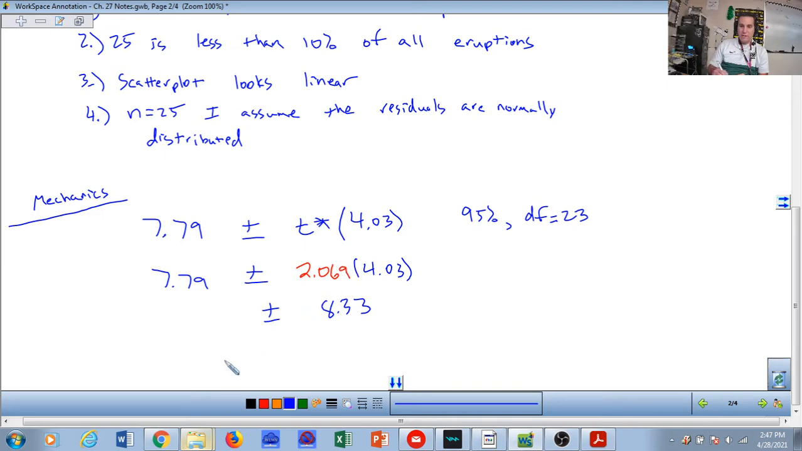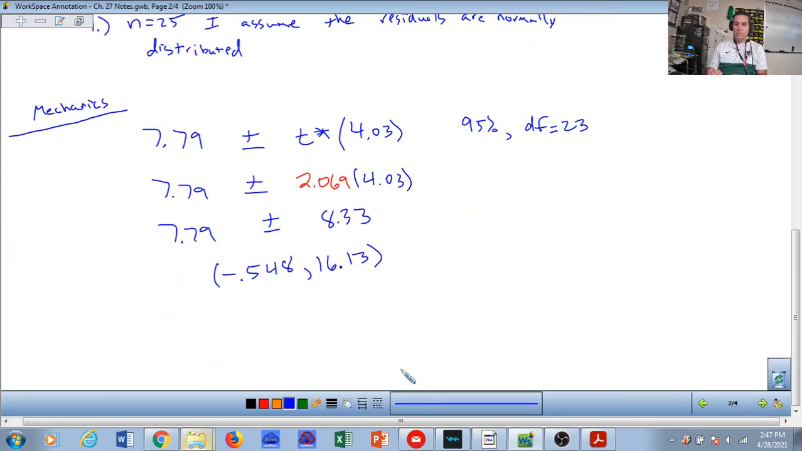So it looks like my interval goes from negative 0.548, I'm sad right now, you're going to see why in a second, to positive 16.13. So there is our interval. We did critical, choose standard deviations basically, times the standard error, plus or minus. So there's your interval. Okay, so that's the answer for the mechanics.